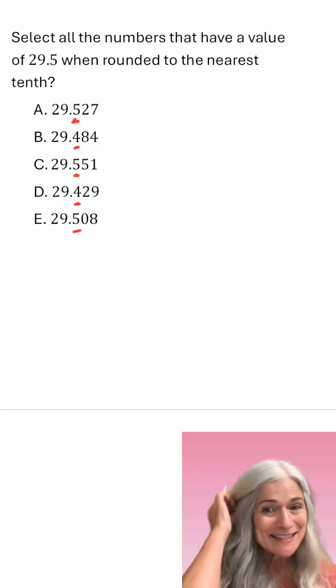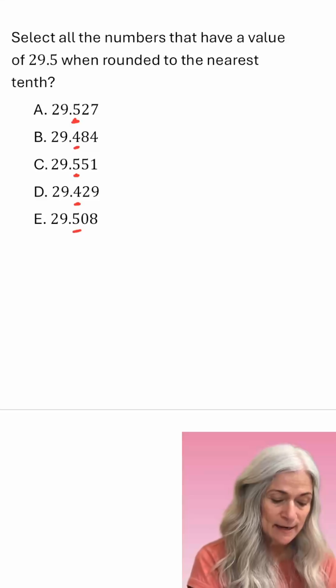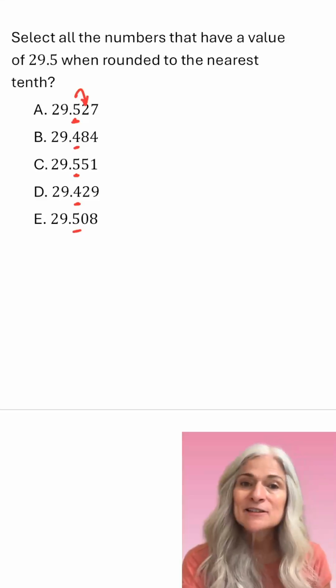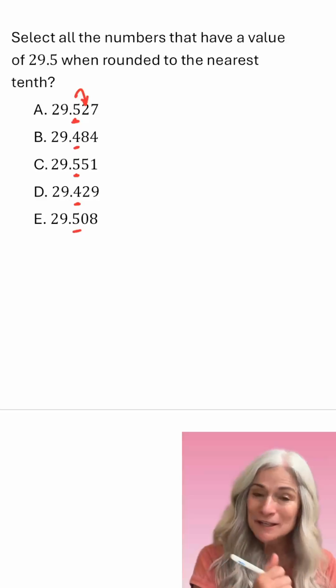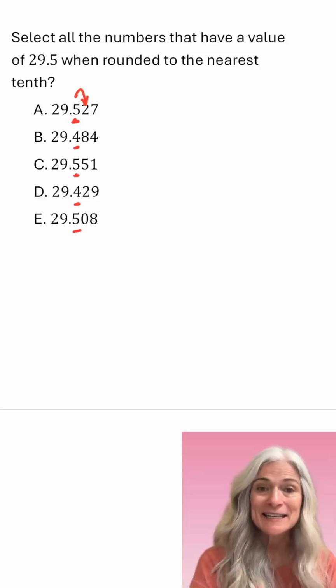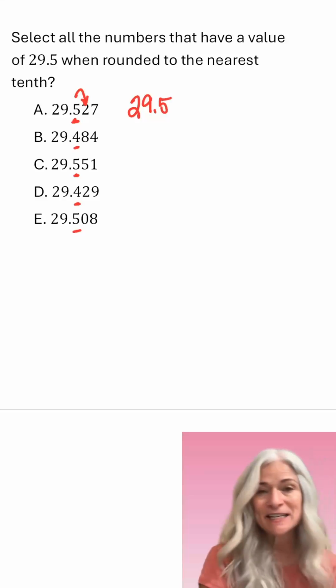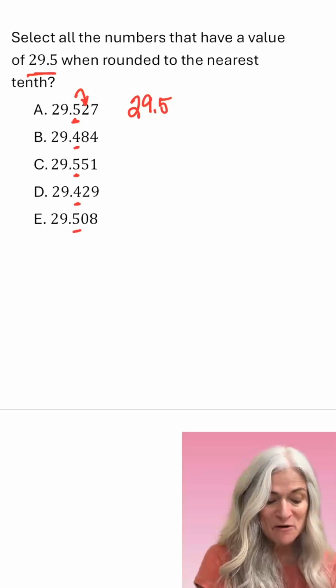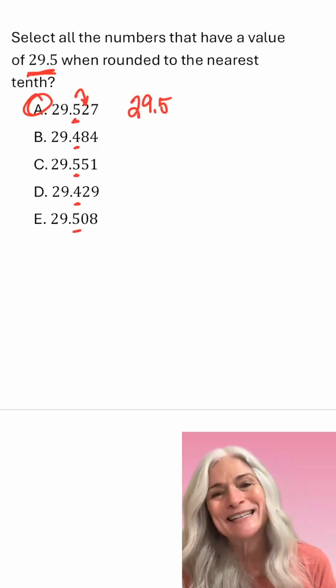All right, so let's look at this. So we have 5/10 in our first one. Look at its neighbor to the right. That's 2/100. That's going to be closer to 5/10 than 6/10. So we're going to round that down to 29 and 5/10. That's the magic number we're looking for in our problem. So we're going to circle that. That's one of our choices.